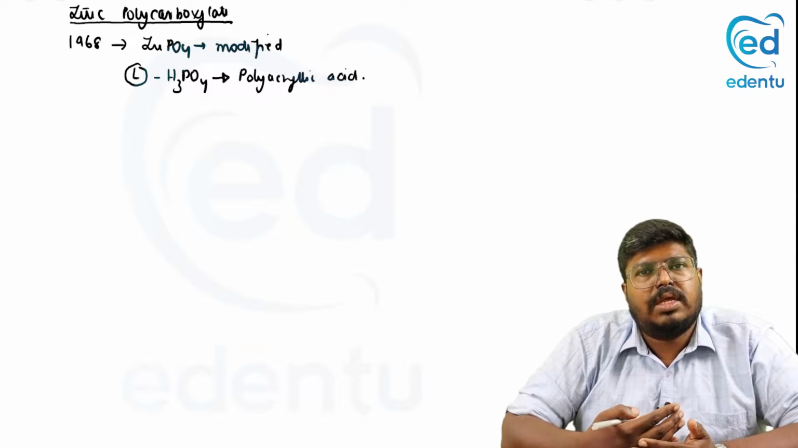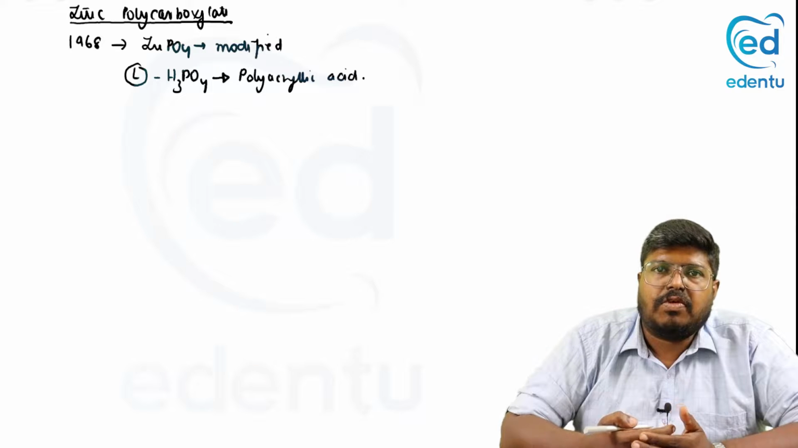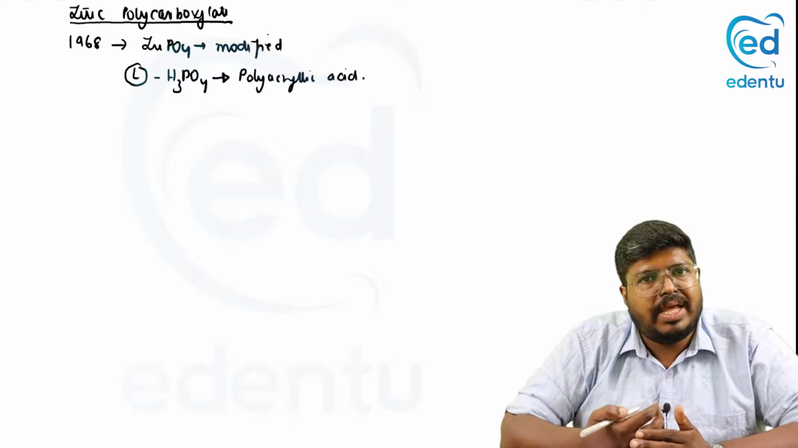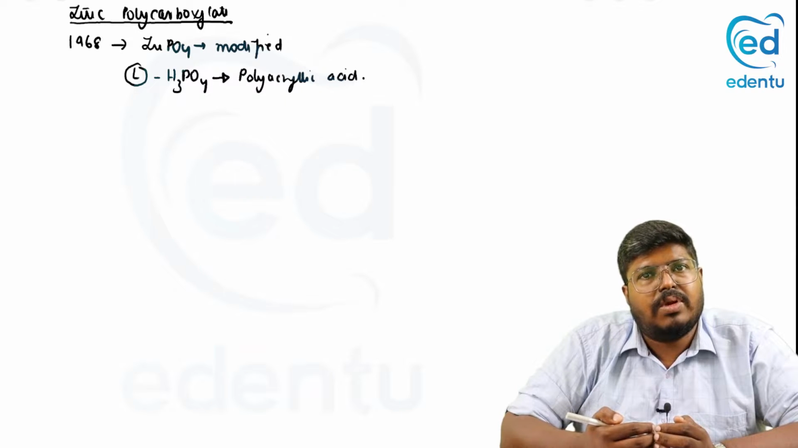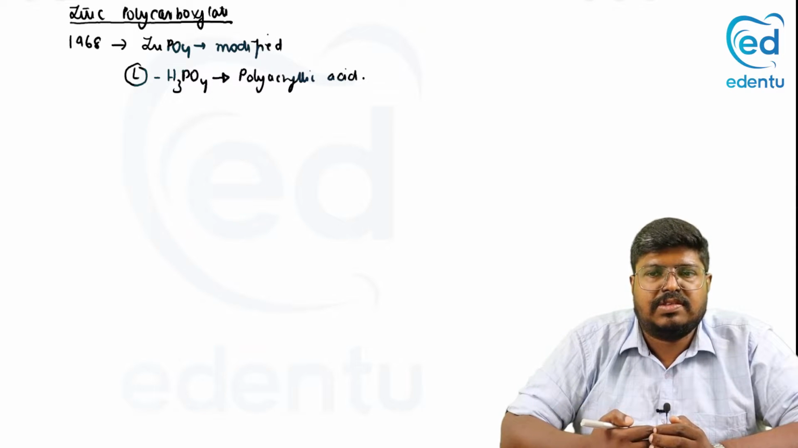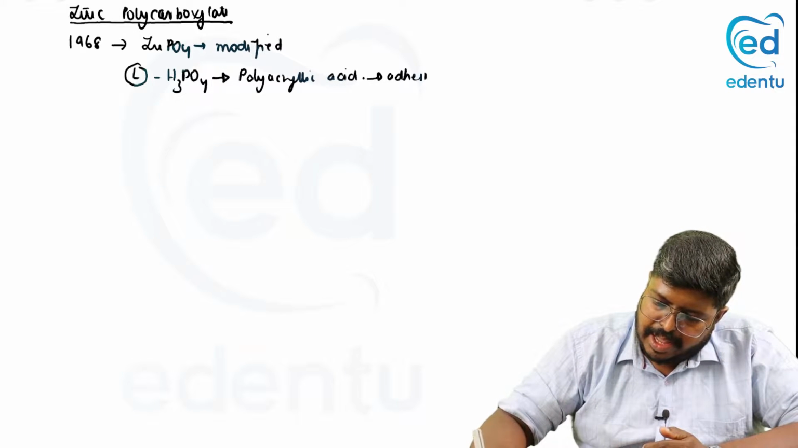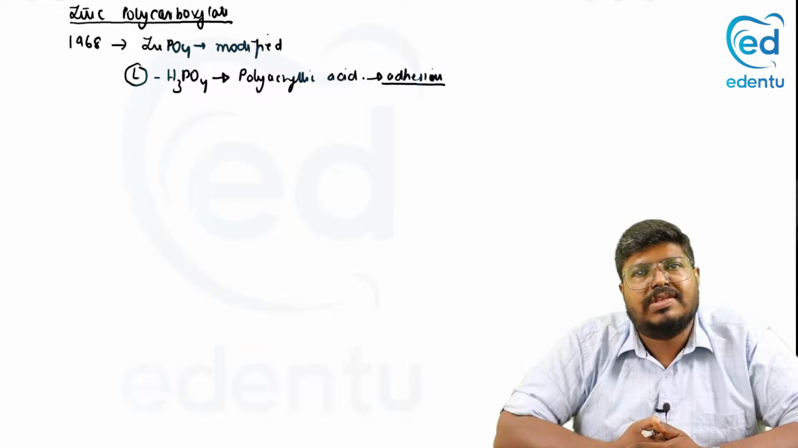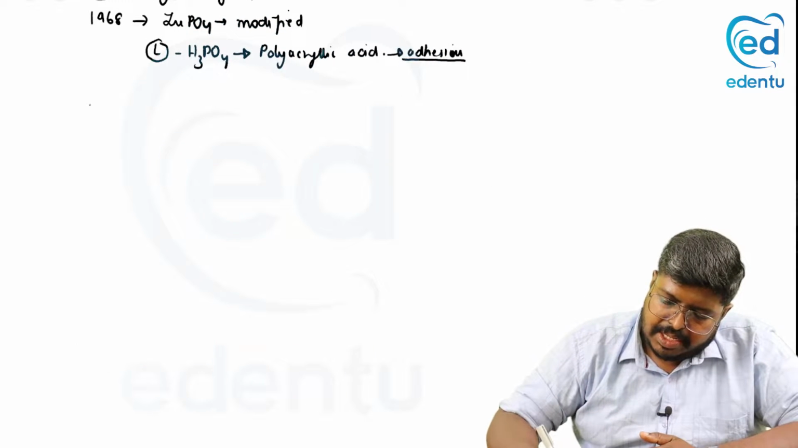Now, what was the improvement that he made? If you remember, phosphate cements were unable to have any chemical adhesion. When polyacrylic acid was introduced in the system, it could now lead to adhesion. So the polyacrylic acid improved the adhesion property of polycarboxylate cement.